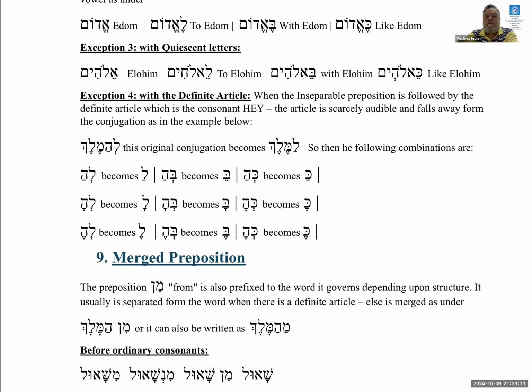Look at this now here. What do we have? Leha becomes La, Lehe becomes Le, Beha becomes Ba, Behe becomes Be, Keha becomes Ka, and Kehe becomes Ke. So this is the conjugation that will come. Remember this conjugation?